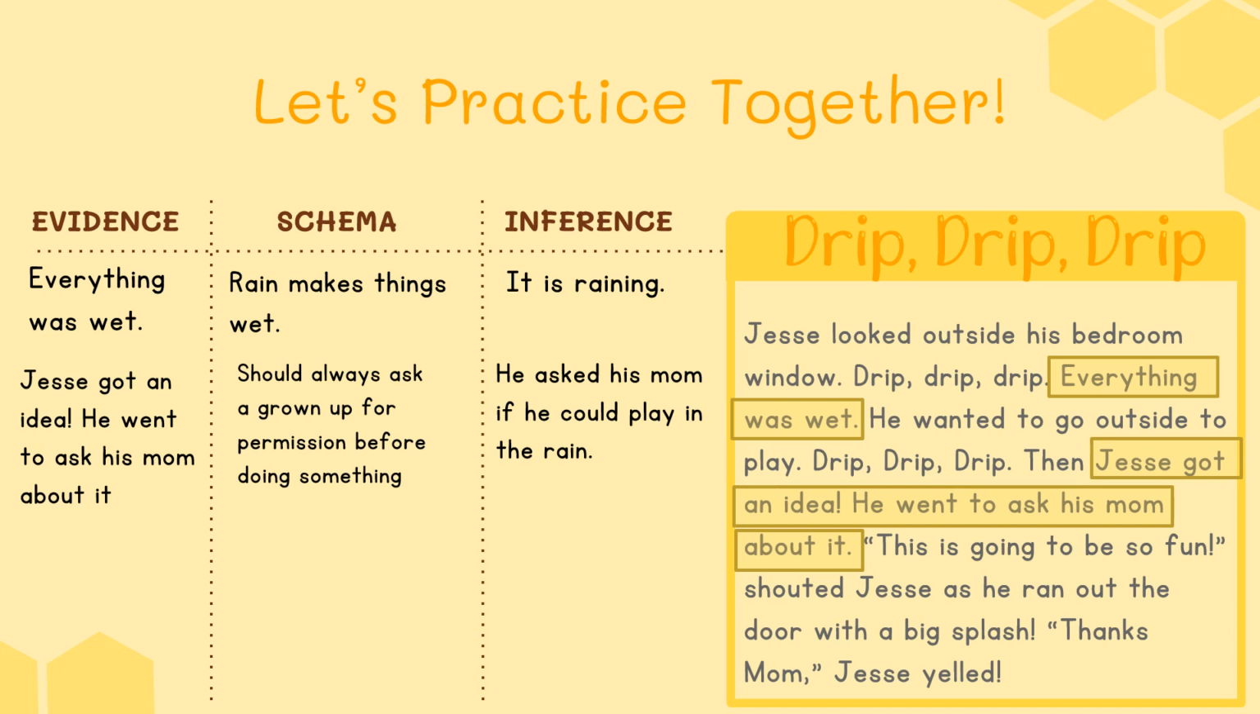Okay, now it's your turn. I'm going to give you some evidence, and I want to see if you can make an inference. Here's some more evidence from the story. "This is going to be so fun," shouted Jesse as he ran out the door. When you read that, does anything pop in your head? Do you have any schema about when you say that something's going to be fun and running around?